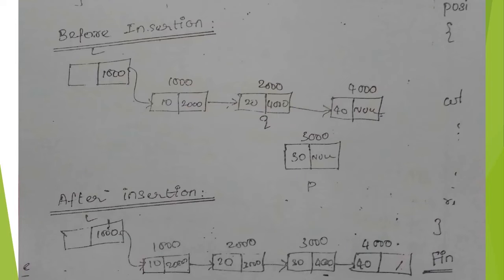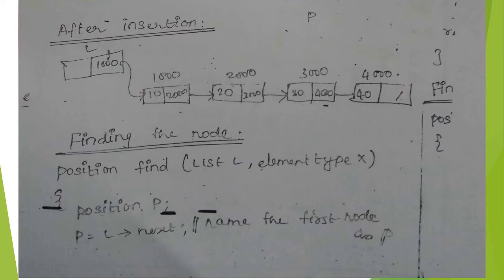Its address is 2000 and P's address is 3000. While inserting, the node Q will have the address of P, that is 3000, in the next field, and P will be connected by this, and P's next field will have the address of Q's next node, that is 4000. So after insertion, list L is connected to 4 nodes.